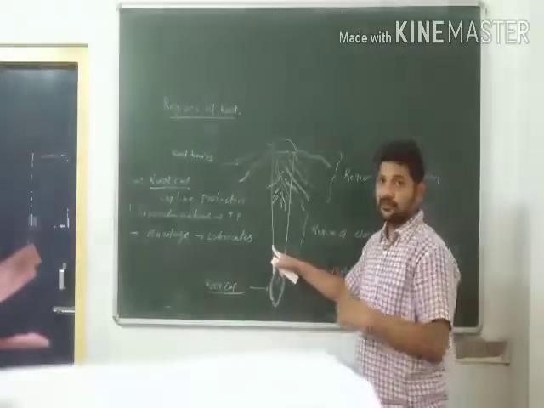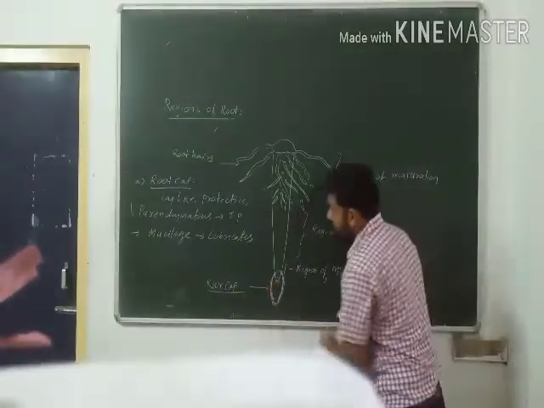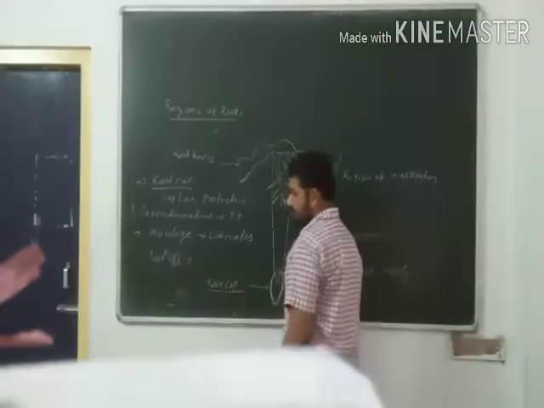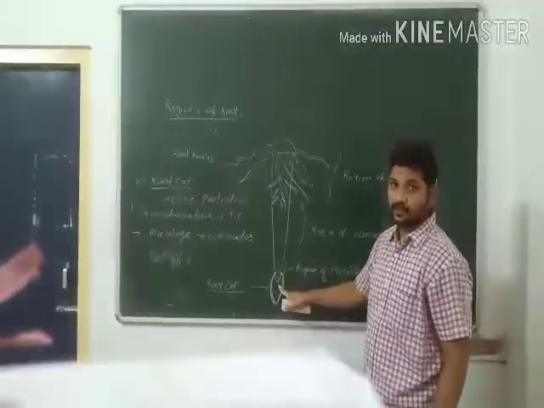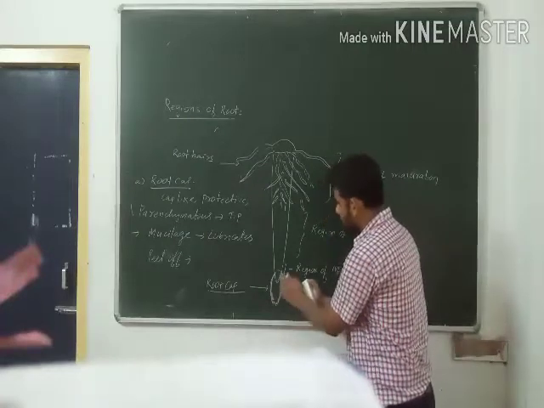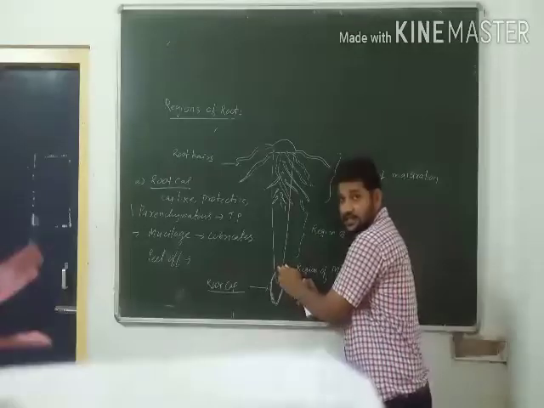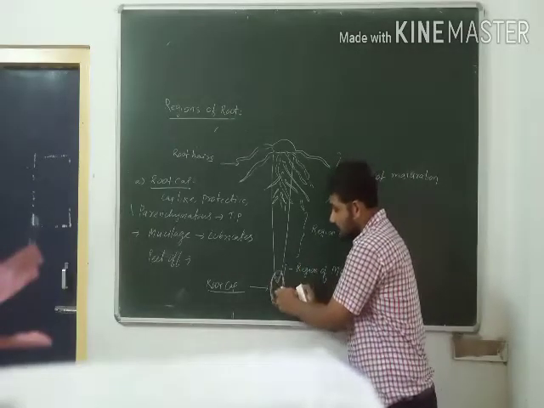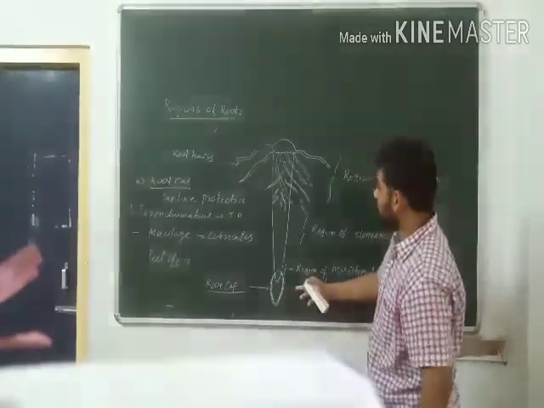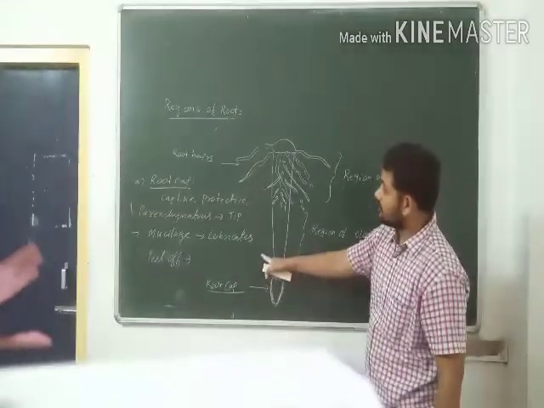During penetration of the root into the soil, the outer cells of the root cap usually peel off due to friction from the soil particles. Therefore, new cells are added to the root cap from the region of meristematic activity, because the cells of this region always divide to produce new cells. The root cap protects the root and also helps in penetration of the root into the soil.